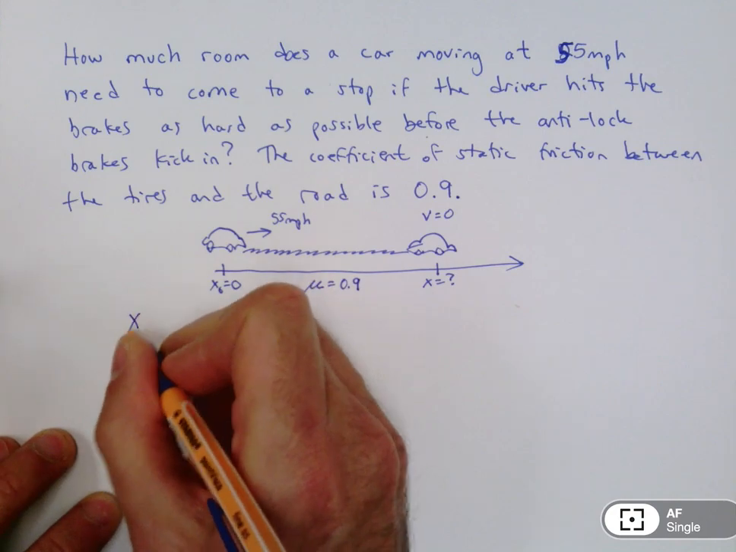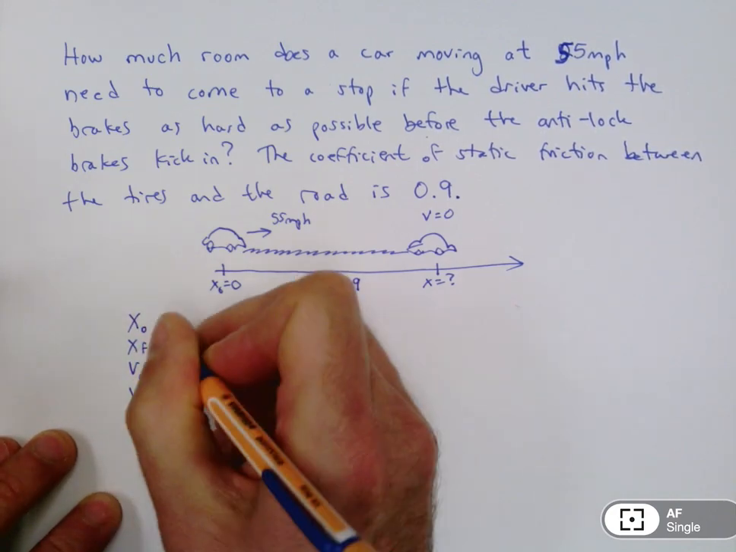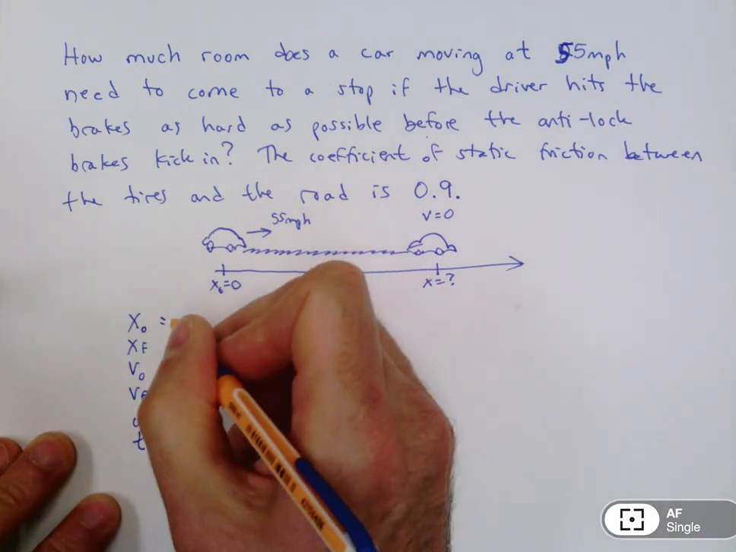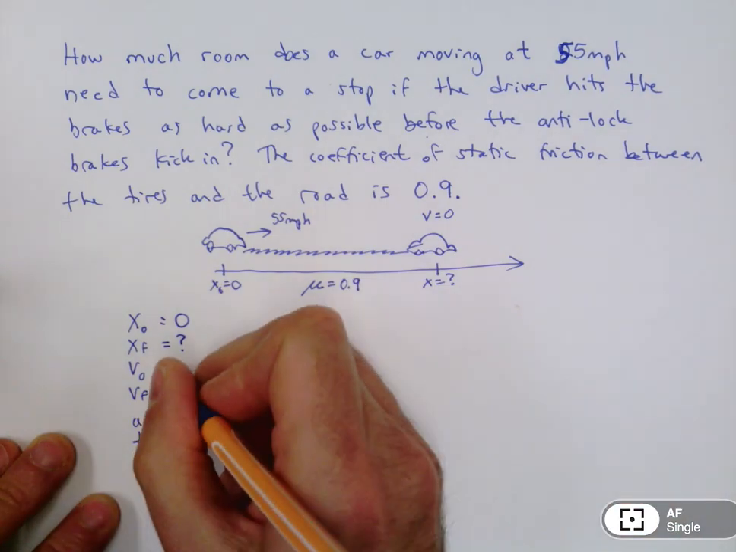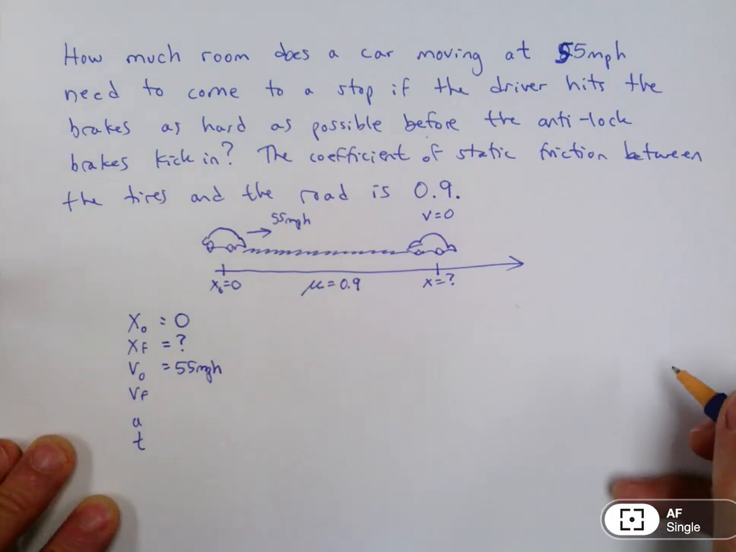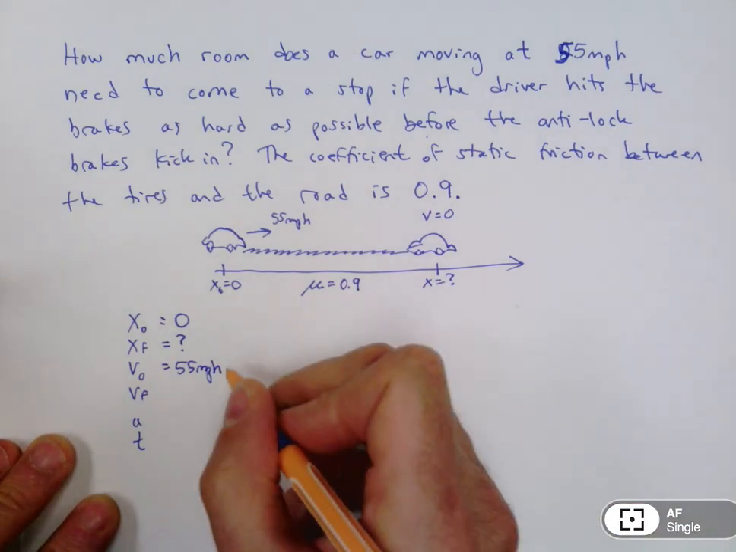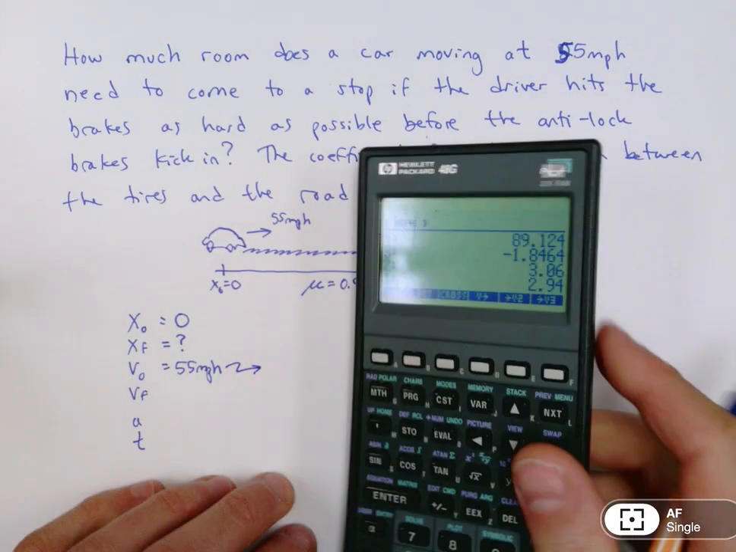So I'm going to make a motion data table: XO, XF, VO, VF, A, T. Again, we can say that XO is equal to 0. XF is what we're trying to find out. The VO is 55 miles per hour, but we really need to convert that into meters per second. You can do that by whatever method you choose.